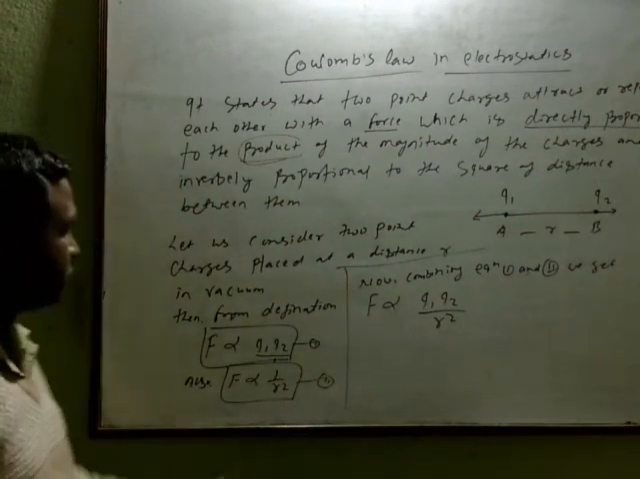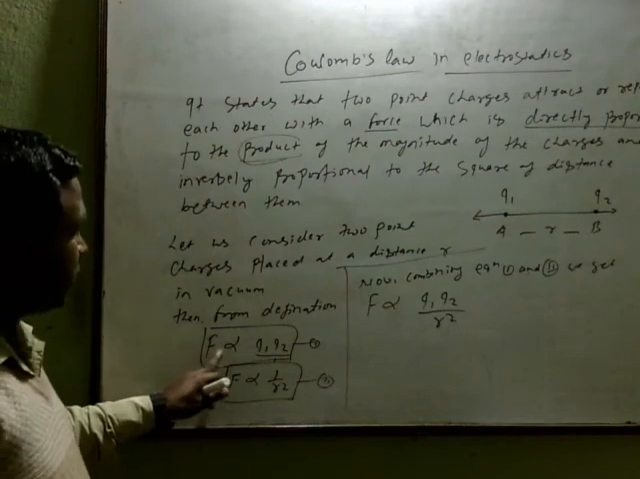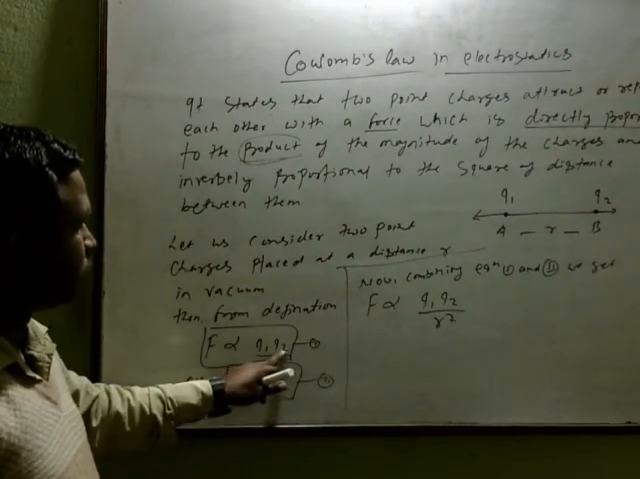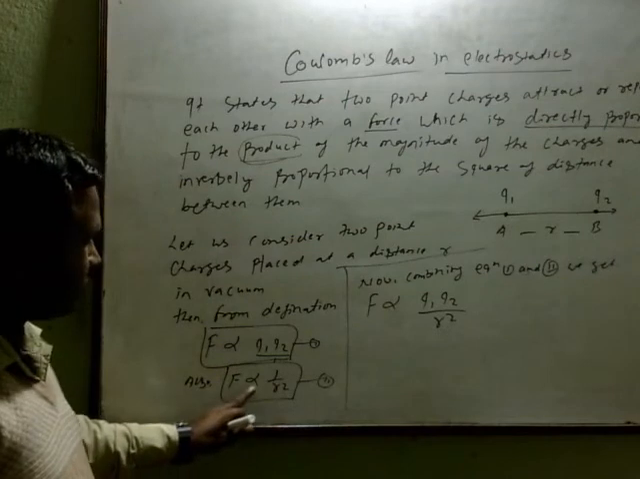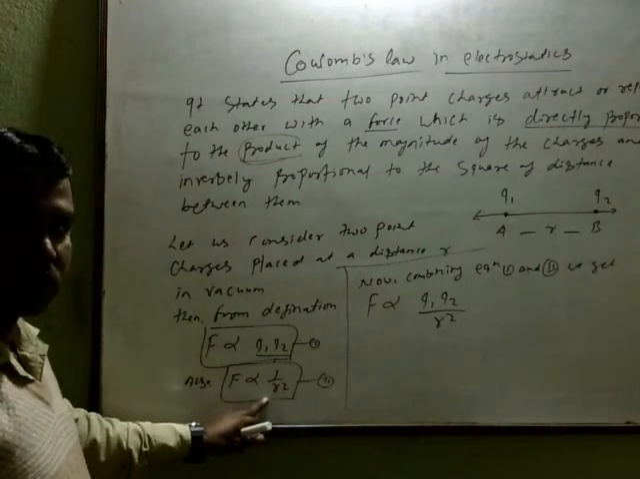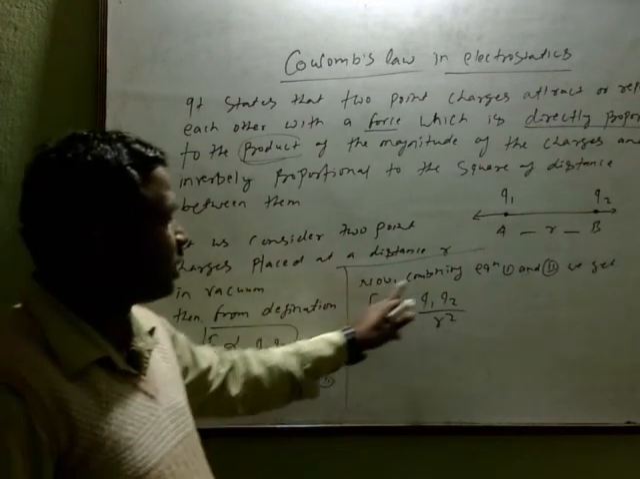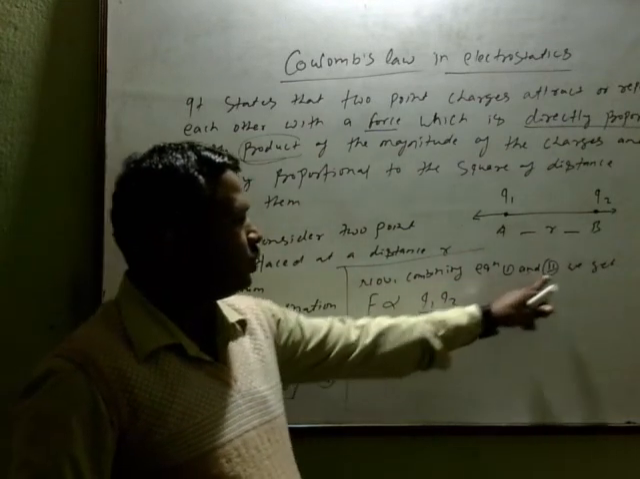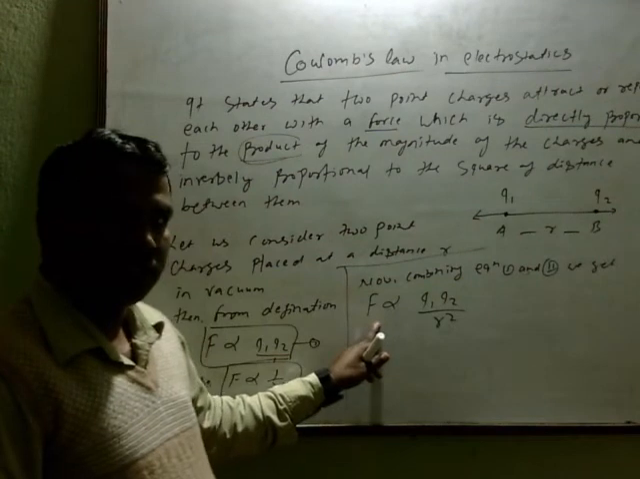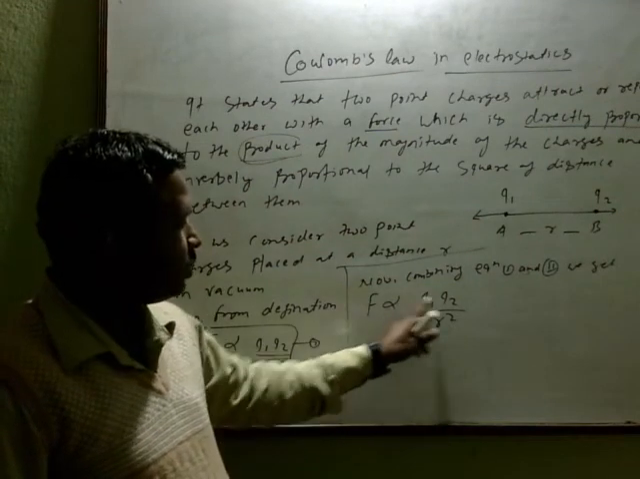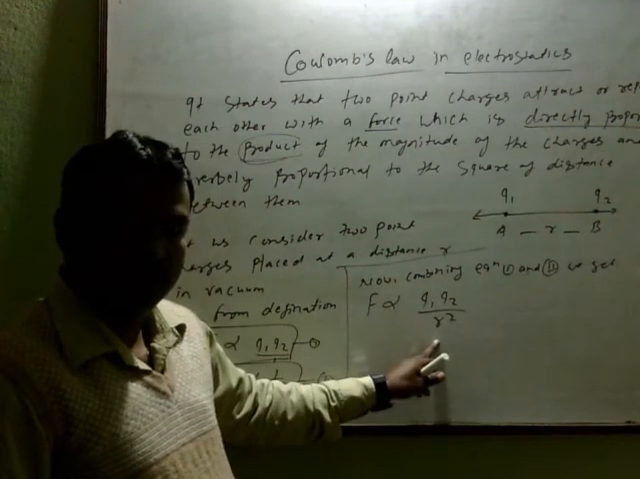See one more time. We have the equation F is directly proportional to Q1 Q2. Another, we have F directly proportional to 1 by R square. Now combine these two equations. I have written that one. Now combining equation 1 and 2 we get F directly proportional to Q1 Q2 by R square. This we can write.